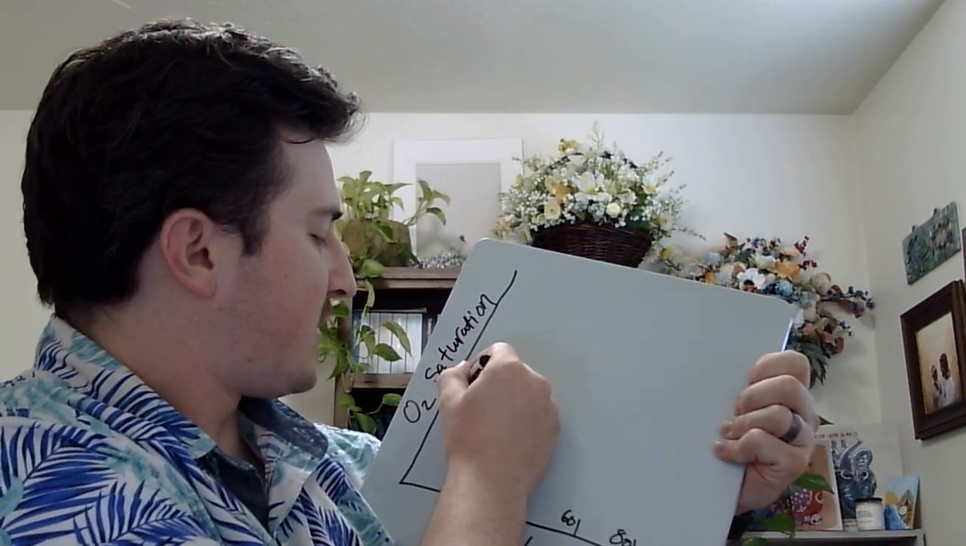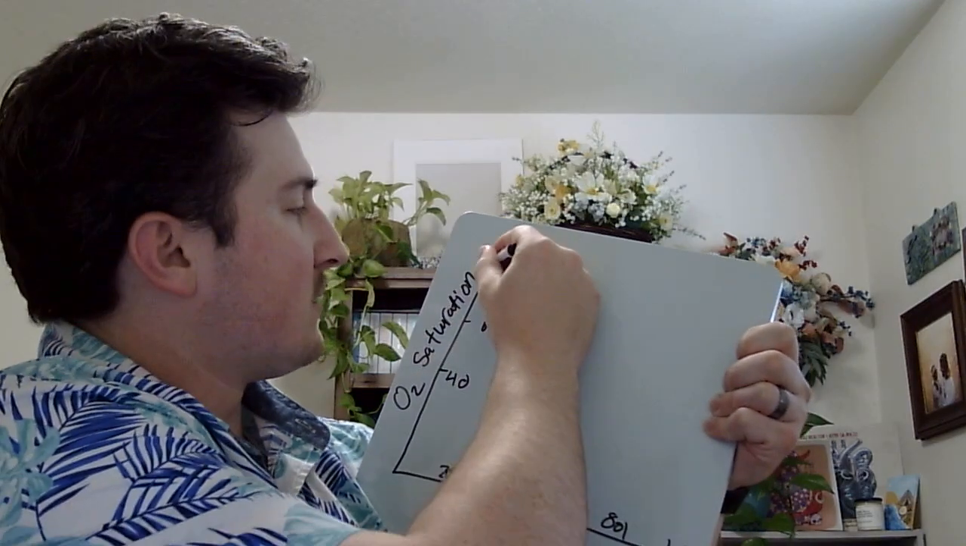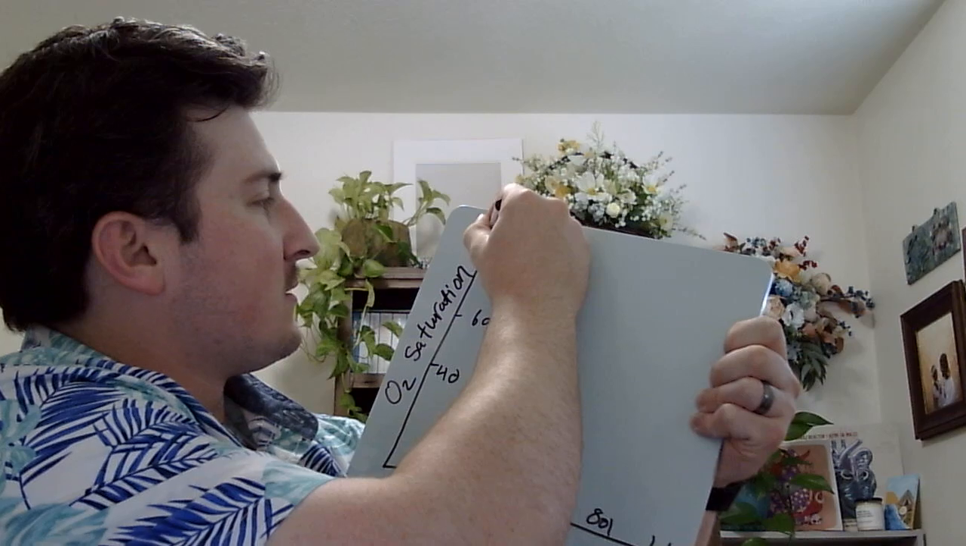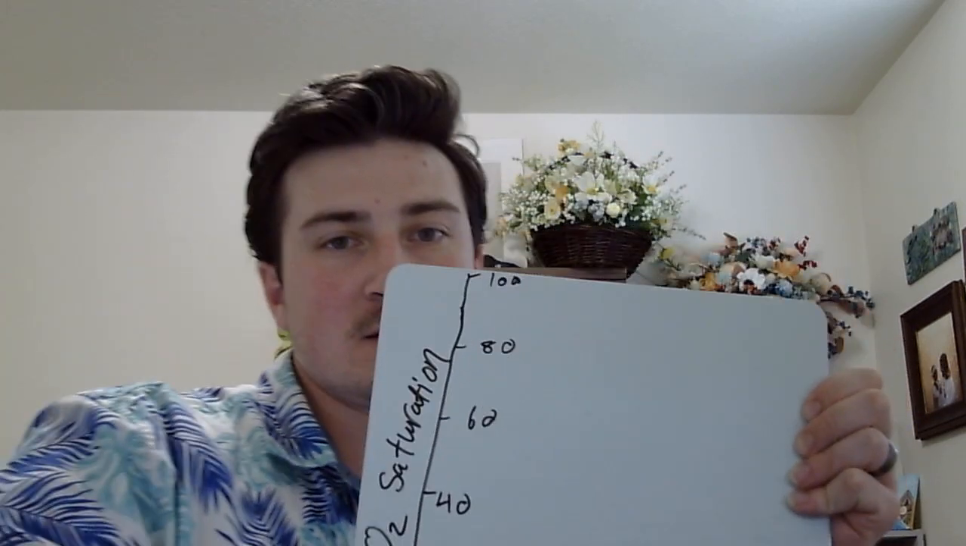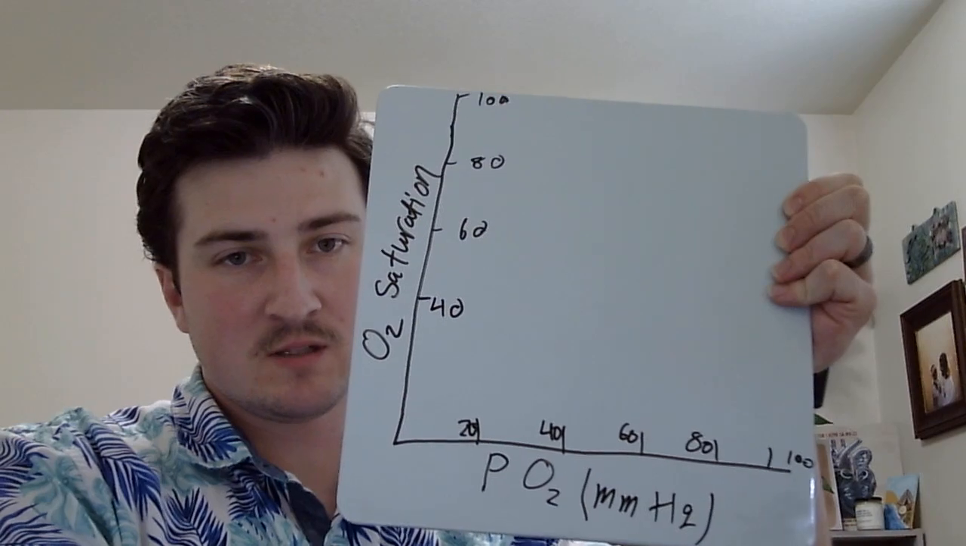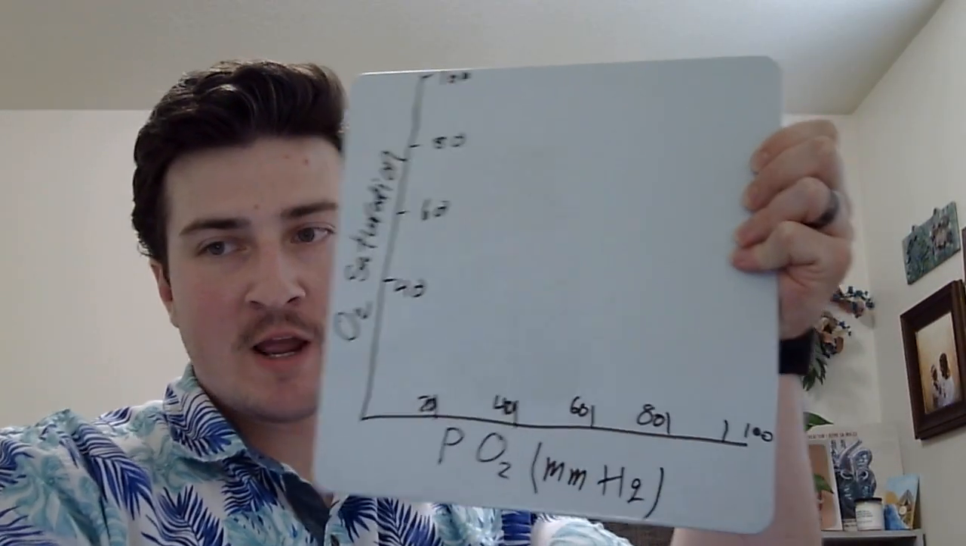Okay, and then we will also do some percentage of saturation. This will be 40, this will be 60, and this will be 80. Extend up, this will be 100. And again, I am just pulling this from the text, from the class. It's the best way to explain it. So let's go ahead and draw our S-curve.